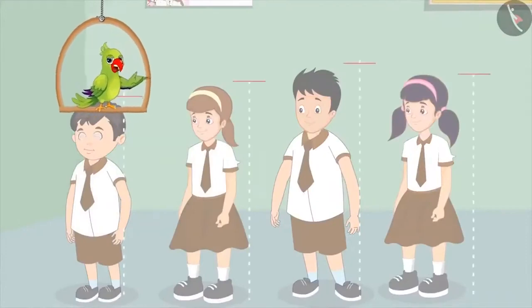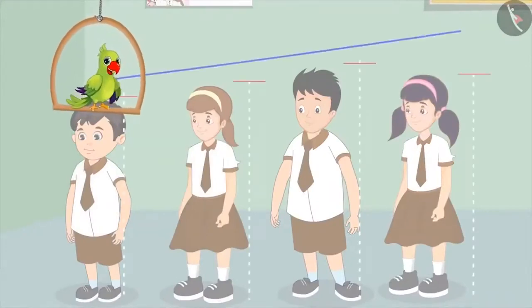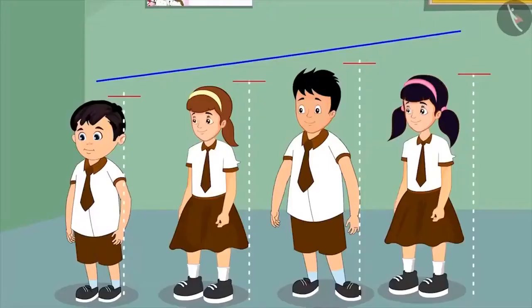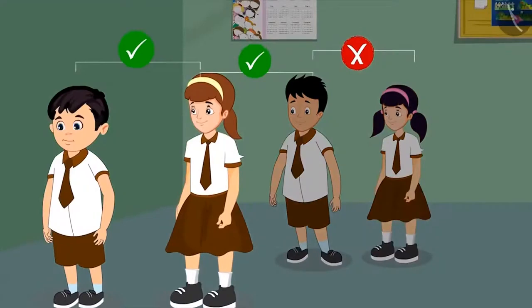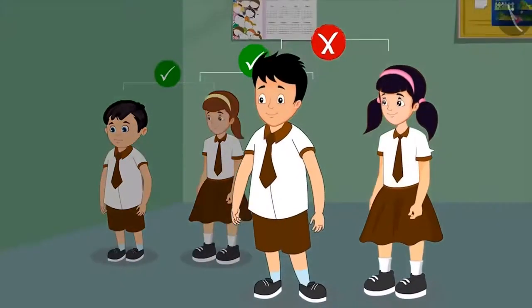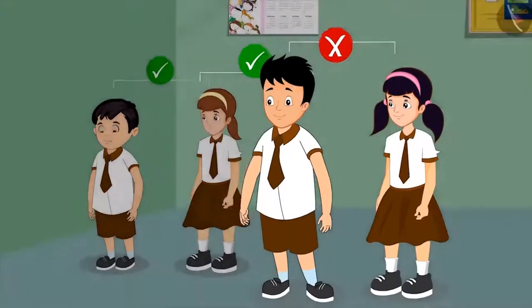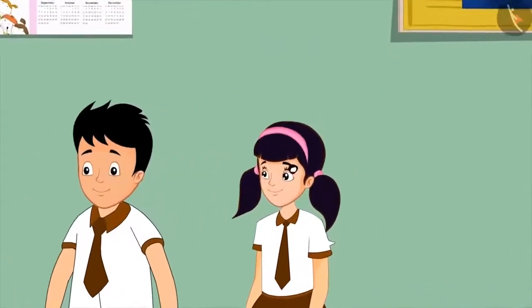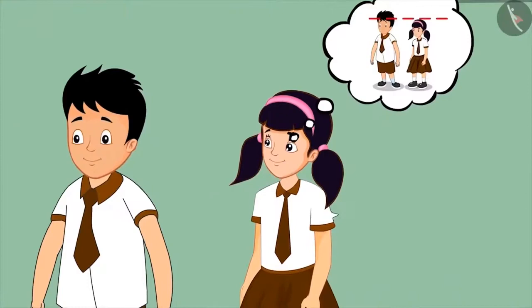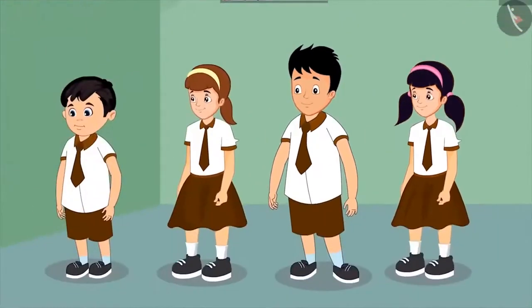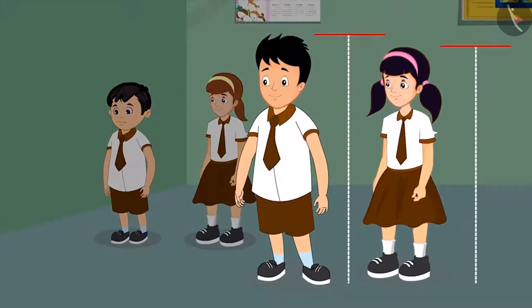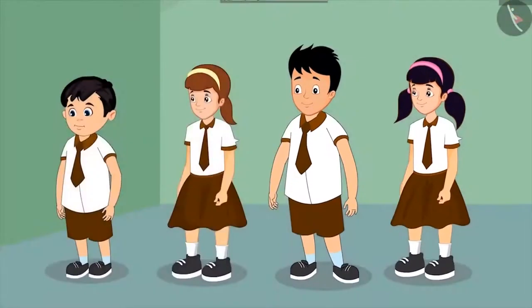So children, are Chotu and his friends standing in the correct order of height? Chotu and Neha are standing in the right order, but Sonu and Aarti are not. Aarti realizes this as she is not able to see anything by standing behind Sonu. Therefore, Aarti should have stood in front of Sonu as she is shorter than Sonu in height, but she makes Sonu realize his mistake.